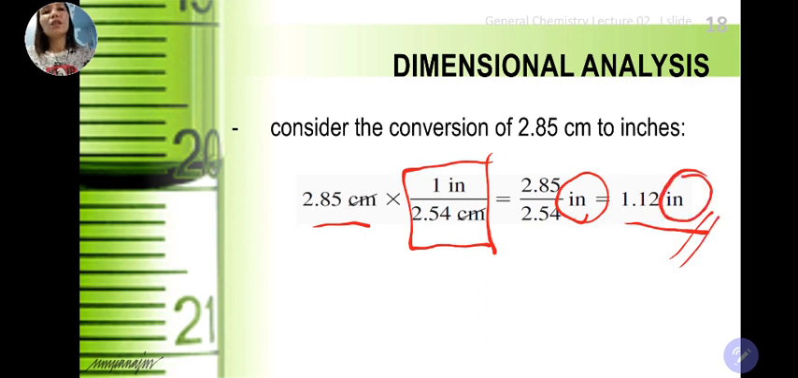Laging merong unit of measurement yung magiging answer natin. Kasi kung 1.12 lang yung answer nyo, for example, sa mga exams or activities nyo, I will consider this wrong. Okay?